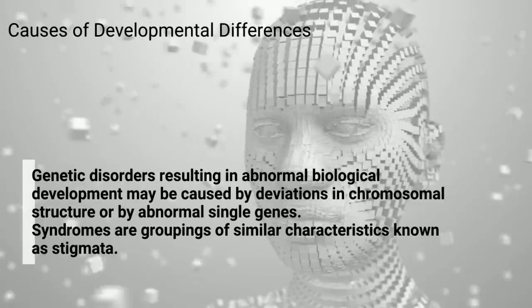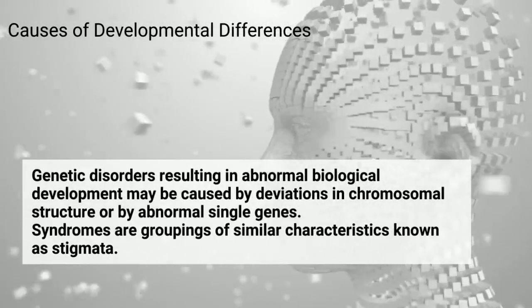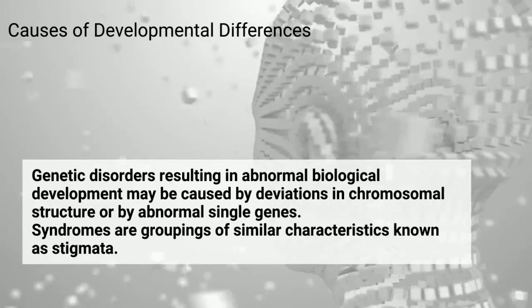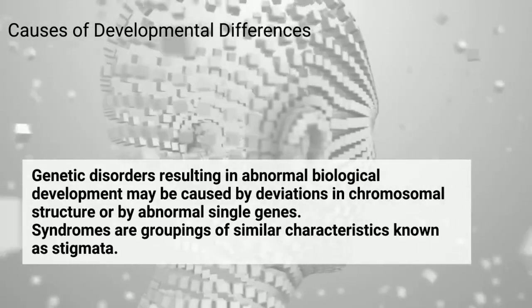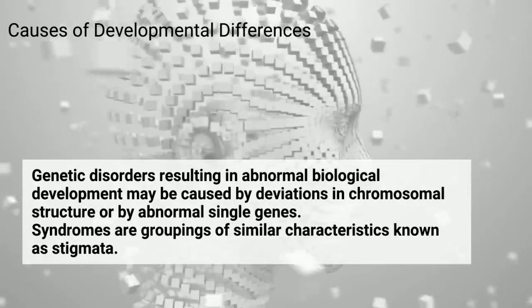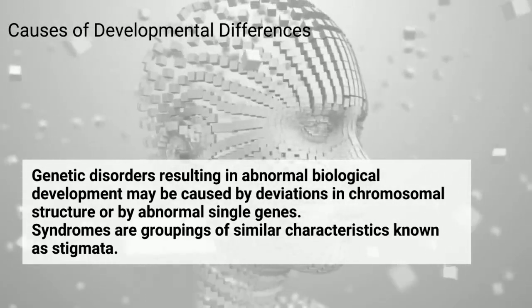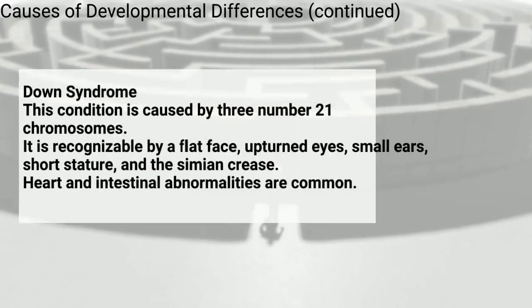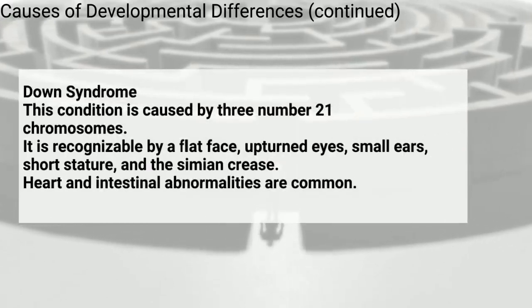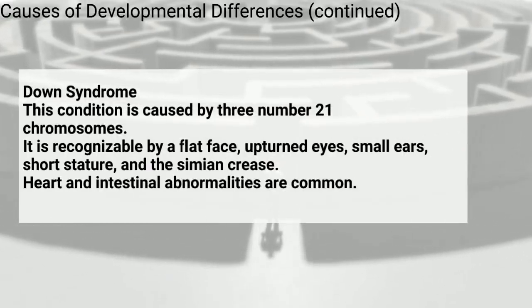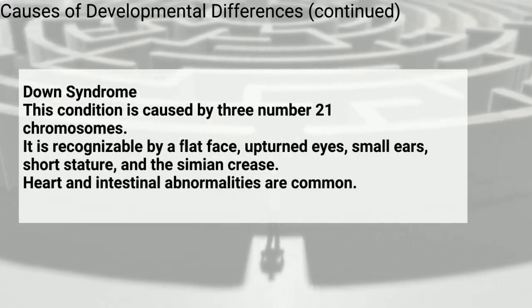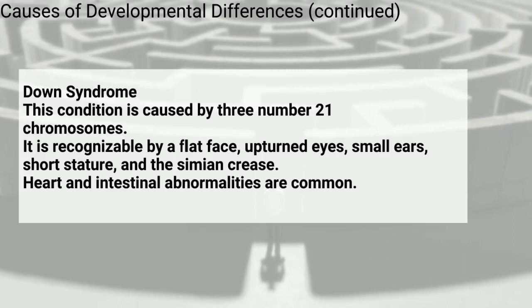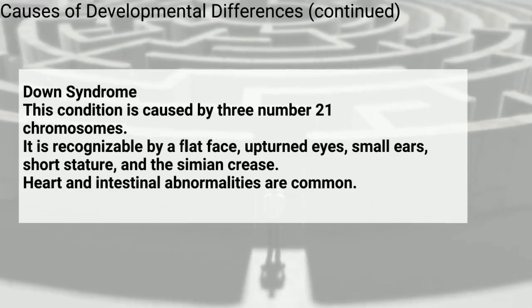Genetic disorders resulting in abnormal biological development may be caused by deviations in chromosomal structure or by abnormal single genes. Syndromes are groupings of similar characteristics known as stigmata. Down syndrome. This condition is caused by 3 number 21 chromosomes. It is recognizable by a flat face, upturned eyes, small ears, short stature, and the simian crease. Heart and intestinal abnormalities are common.